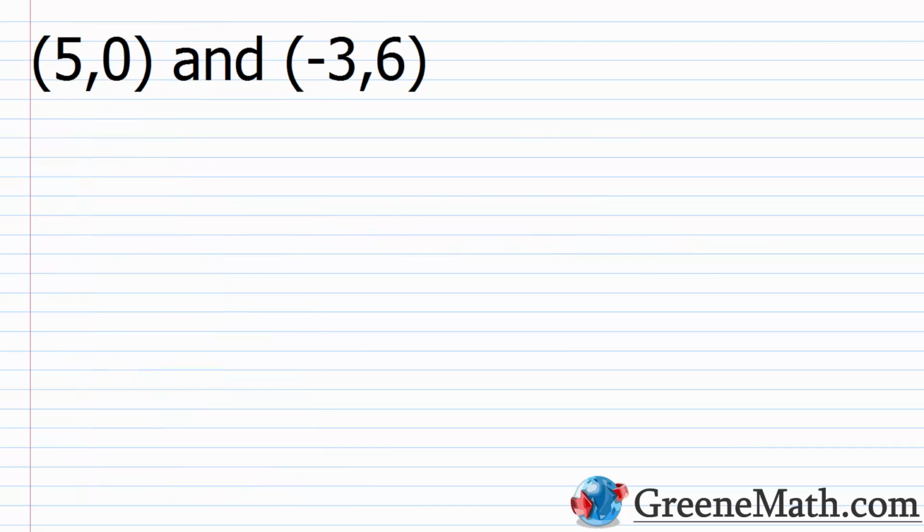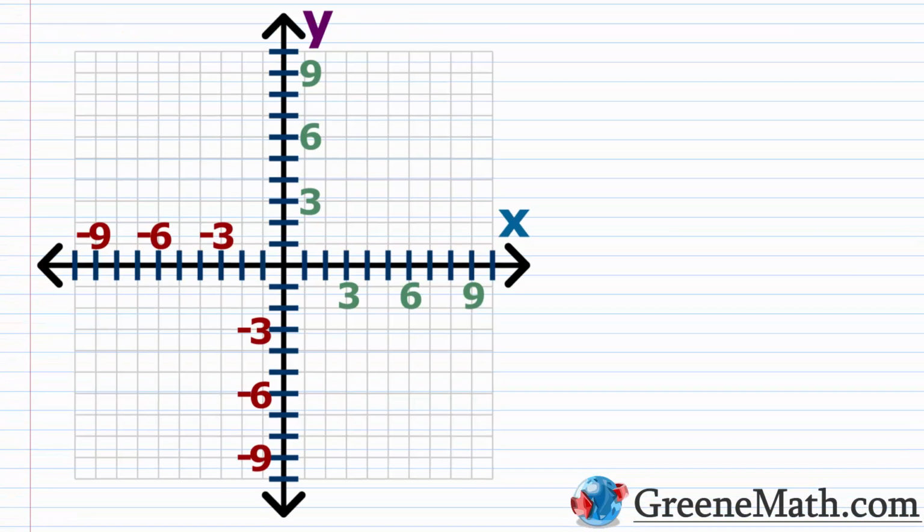All right, so let's take a look at the example. So we have the point 5, 0 and the point -3, 6. So let's start by just plotting those. So we have 5, 0, and we have -3, 6. So if we want to plot these, let's go to 5, 0 first. So that guy, we're just going to go 5 units to the right.